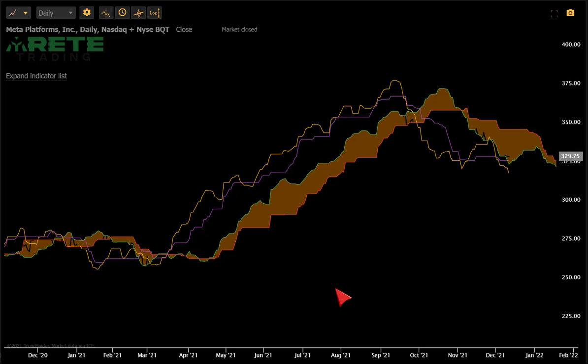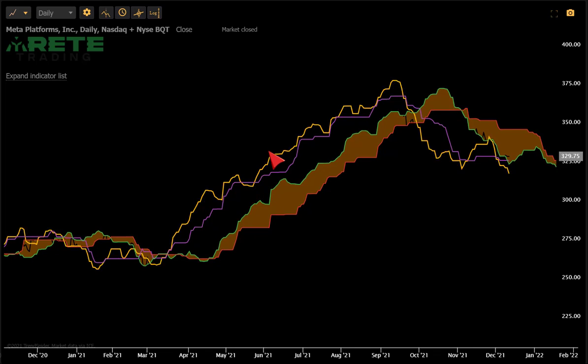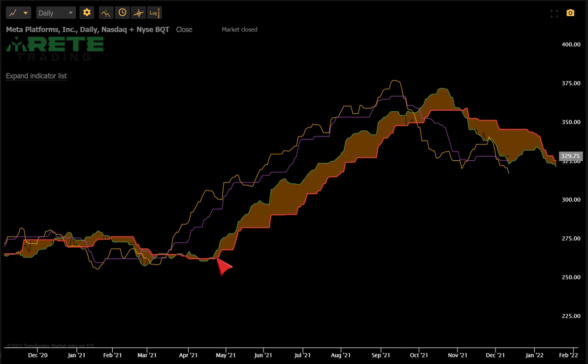Now, what you want to understand a little bit of, and we go into this in the basic video, is that this is leading span A in green. That is essentially a combination of these two lines going forward. And the red line is leading span B. Some people refer to it as the major baseline. Either way, look at it as a leading indicator, red, and that's denoting it. So you're going to see these crosses of green versus red, red versus green, and we're going to get into that in a moment.